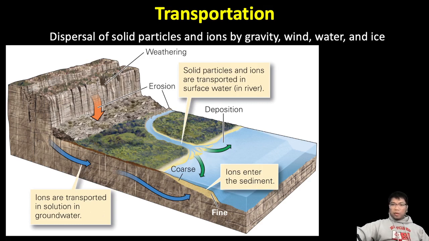All right, the next process is called transportation. This is simply the dispersal of solid particles by either gravity, wind, water, or ice. Okay, so after the particles are removed through erosion, those particles can go through this river and be transported into sites of deposition, maybe at the beach or marine environment here in this example. But the process of bringing these particles from their original points all the way to the second place where they will be accumulated is called the transportation process.